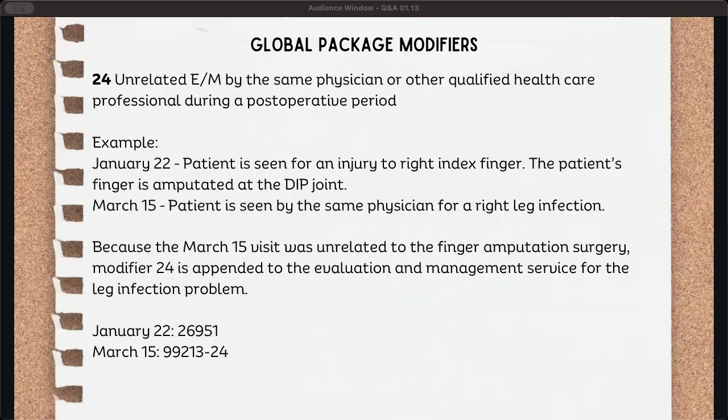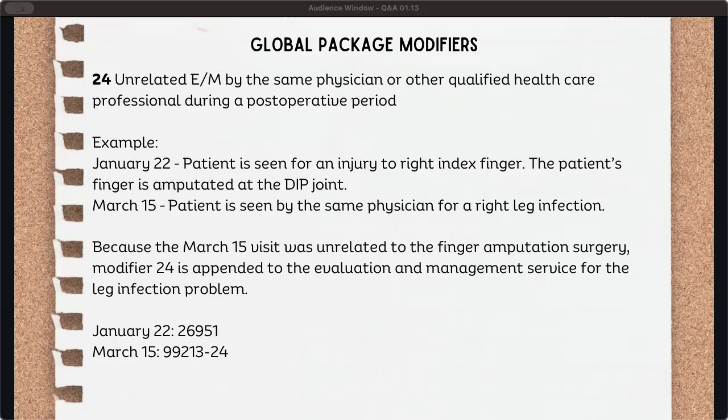The next one that we'll go over is going to be some global package modifiers. So our surgical global packages. So we have modifiers to append to codes in order to indicate that there's a special evaluation and management service during a global period. So your modifier 24, that is going to indicate an unrelated evaluation and management service that is performed by the same physician or other qualified healthcare professional during a post-operative period.